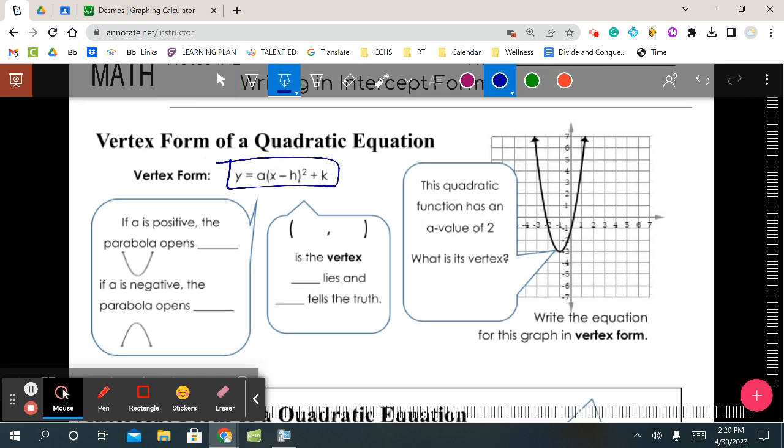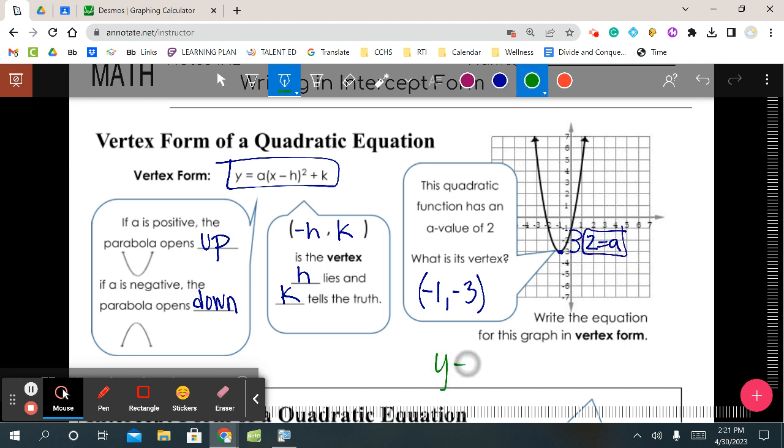Vertex form is y equals a, x minus h squared plus k. If the a is positive, it opens up, and if it's negative, it opens down. Don't forget, for your vertex, it's your h and your k. So h lies, k tells you the truth. On this one, our vertex is -1, -3. And remember, to find the a, you go over 1, and it's how many go up and down. This one we went up 2, so it's a +2 for our a value.